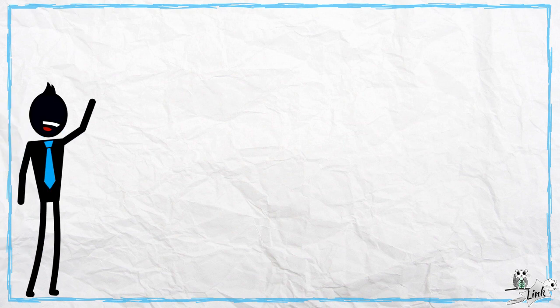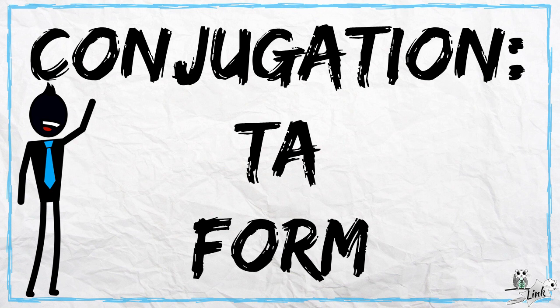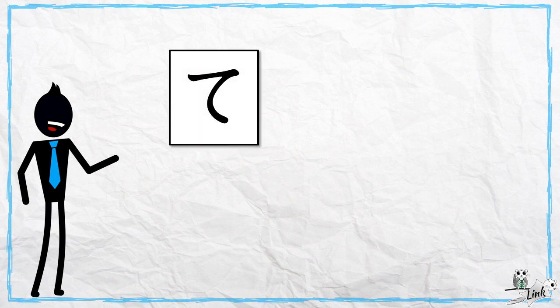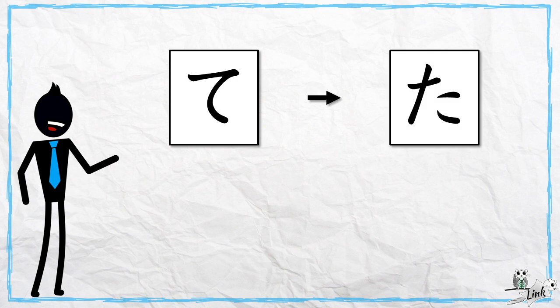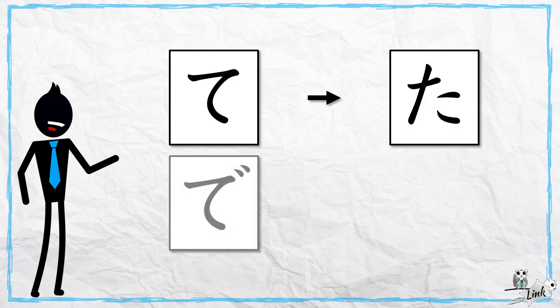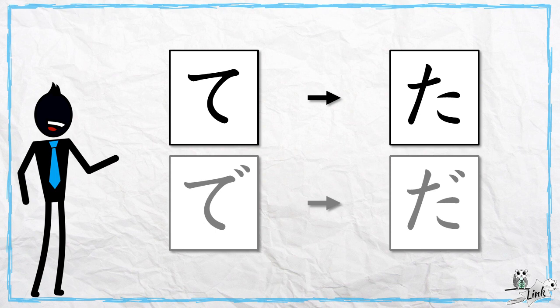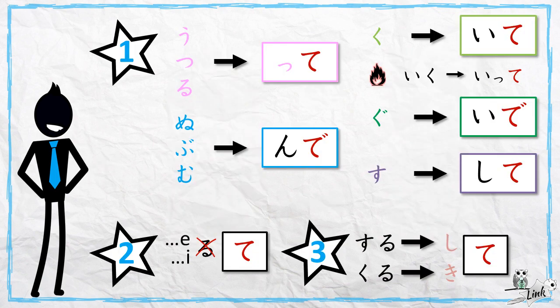In this video, I would like to explain how to make the casual past or ta form of verbs in Japanese. If you know how to make the te form, this is going to be very easy because the only thing you have to do is to change the te into ta. And of course, de, which is te with tenten, becomes da, which is ta with tenten. Let's see how this will look.